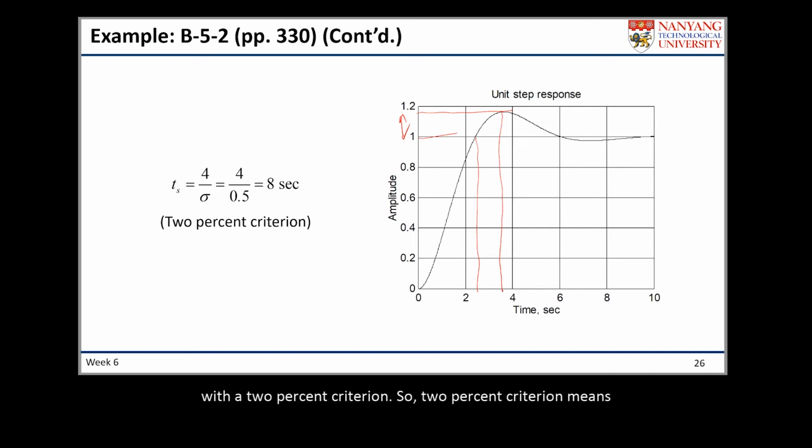A 2% criterion means the window will be between 1.02 and 0.98, because the steady state value is 1. From our calculation the settling time will be 8 seconds. So the window, if I have to draw it correctly, might be something like this.